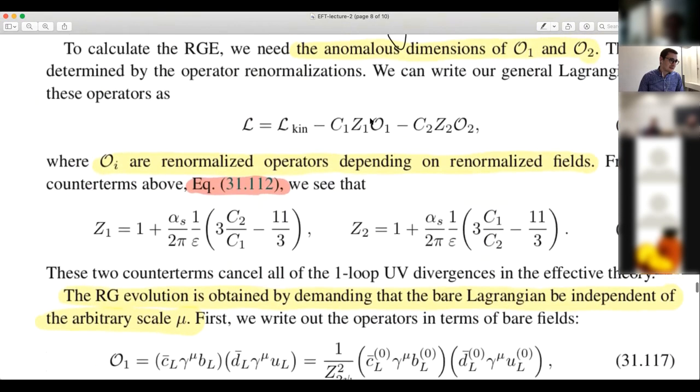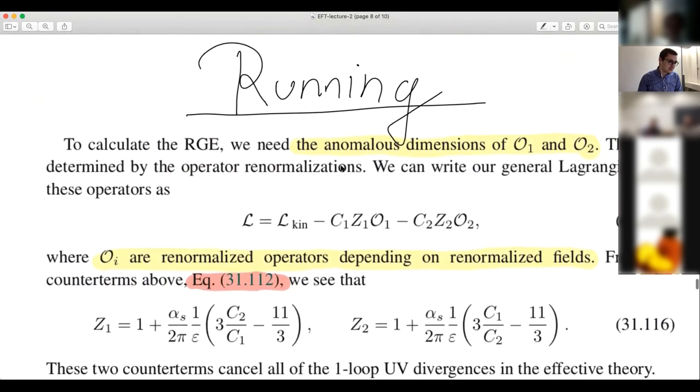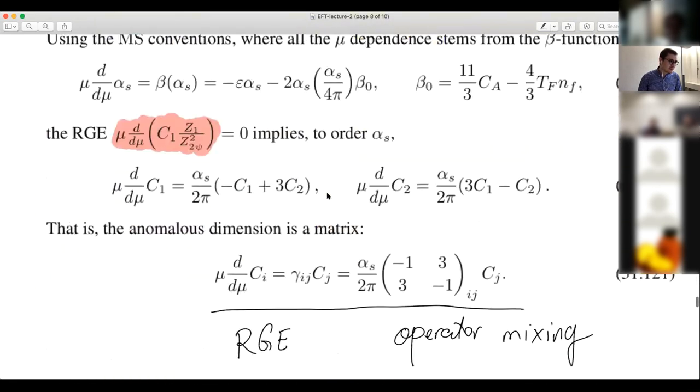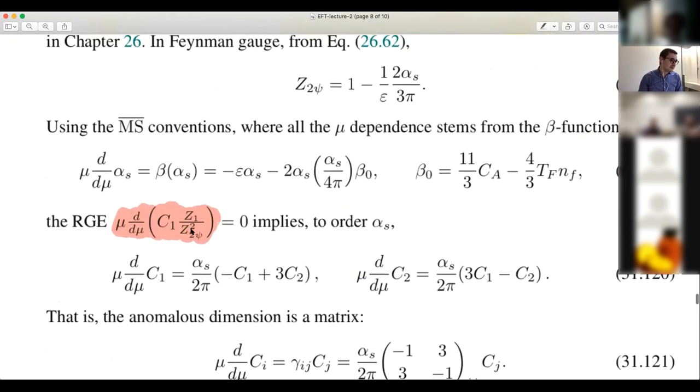If you write O1 in terms of the bare operator, there will be C1 Z1 over Z2, where Z2 comes from the field renormalization, and then you will have just bare fields. So that thing in front does not depend on the scale mu. What does that mean? The bare coupling does not depend on mu. It means that you can just write the RGE: the derivative over mu is zero.